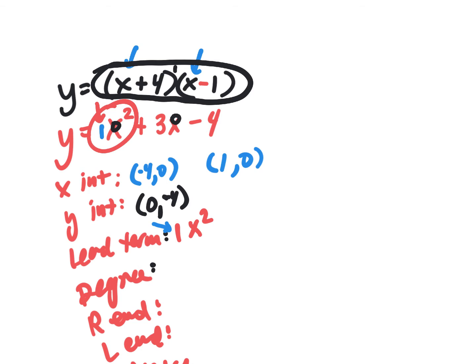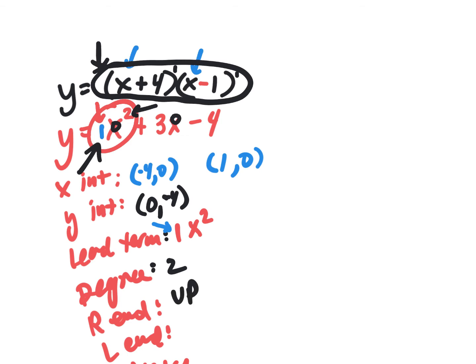You have a multiplicity of 1 there and 1 there. You'll see it when you multiply it out, though. The biggest power when it's multiplied out, that's the degree. So this is a degree 2. The right end behavior: notice this is positive in front. There's no negative in the front. There's no negative here either. So this is positive, so therefore the right end is going up.